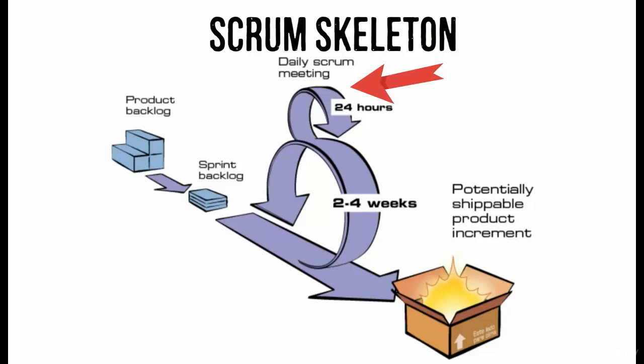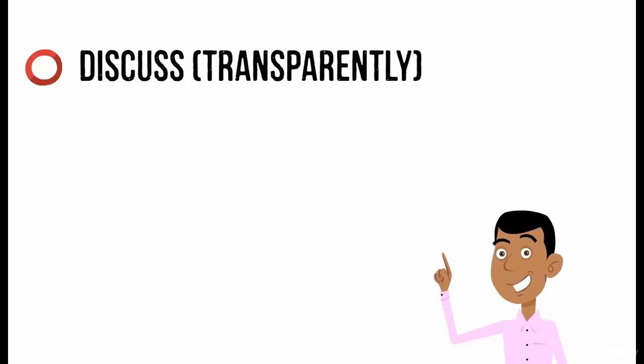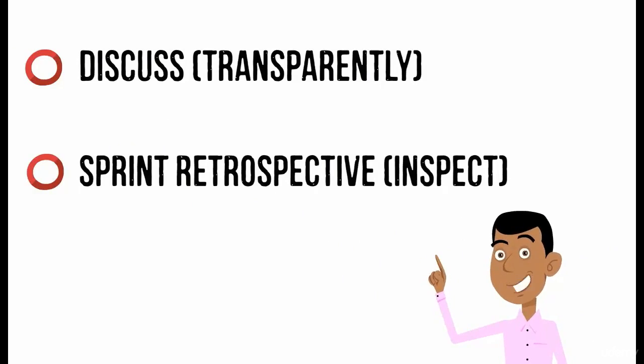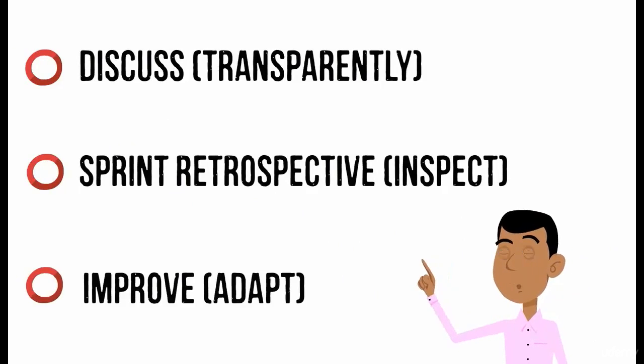At the end of a sprint, the team deliver a potentially shippable increment of the product. The business can review the increment in a sprint review and then release the new features to the world if they so wish. The team then discuss, transparently, their progress during the sprint in a sprint retrospective, inspect, so they can improve, adapt on things that need improvement, or retain things that are going well.